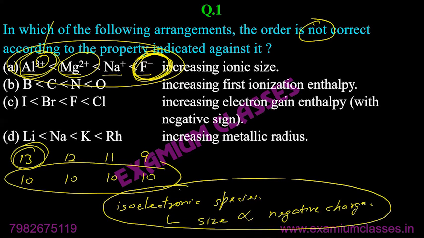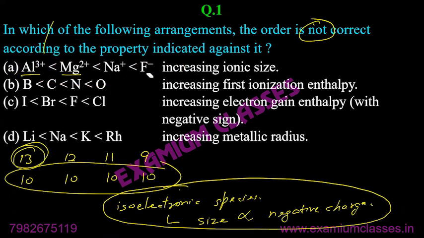Isoelectronic species, if you find, amongst them, size will be proportional to negative charge. It means it is correct. Negative charge is increasing in these isoelectronic species, plus 3, plus 2, plus 1, minus 1. So positive charge is decreasing. It means negative charge increasing. So this one is correct. No problem in this one. We have to find the one which is not correct. Hence, it is not the answer.